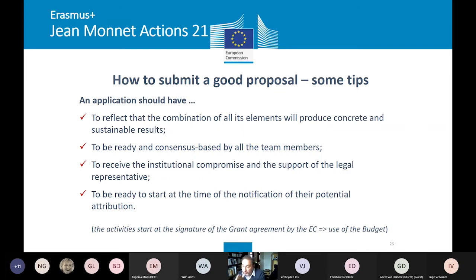We say that normally the use of the budget can only start at this time, when my head of unit signs the grant decision, which you will receive by authorized signature. But at the request of the coordinator, if you're selected, you can ask by email to start your activity previously to this date, if it is supported by good arguments.